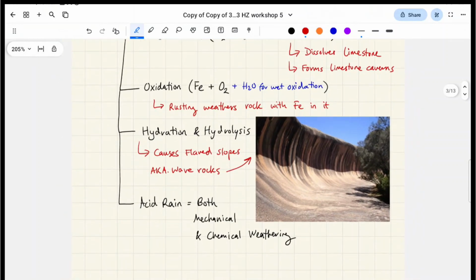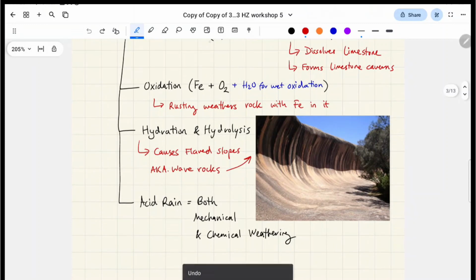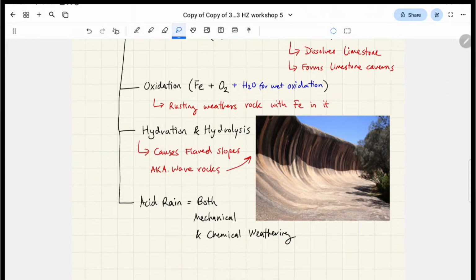Hydration and hydrolysis. For those of you who are better than me at chemistry, which is probably most of you, you'll know what this is. So this is something to do with water. But basically it creates these flared slopes, also called wave rocks. I've flagged one as an example. So again, if you haven't picked your research assignment topic, maybe you can look into flared slopes, wave rocks. There are very interesting effects going on there.